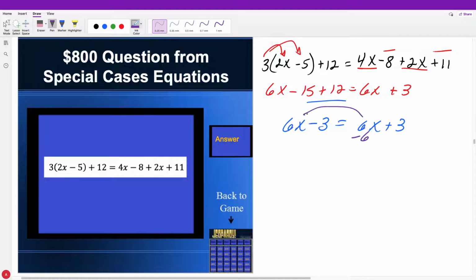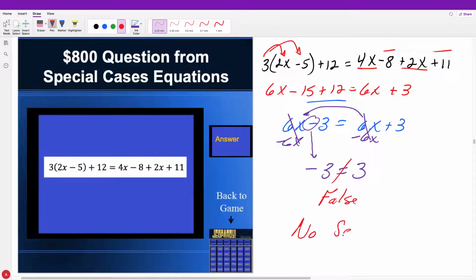So don't just forget about our signs here. So I'm going to move my 6x to the left-hand side. So when I subtract 6x from both sides, my variables are going to cancel out, and now I get minus 3 is equal to positive 3. What happens is sometimes people will forget to bring that minus sign down with that number, so don't forget. And negative 3 does not equal positive 3. That is a false statement. So when it's false, that means it is no solution.